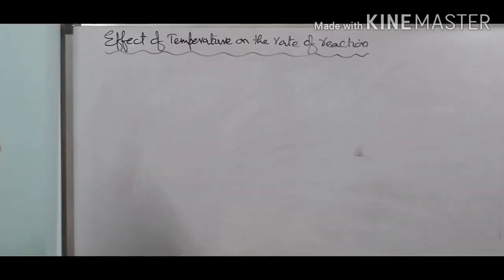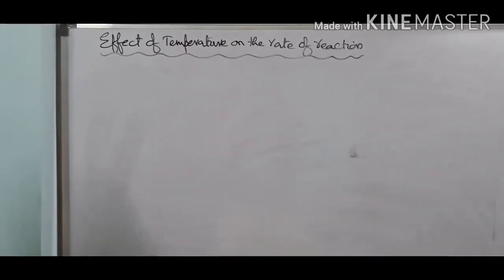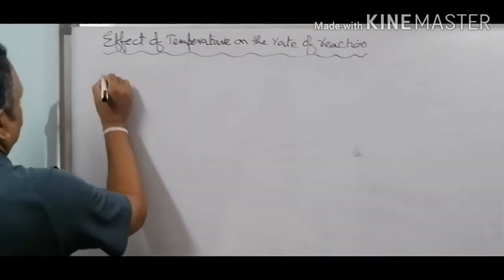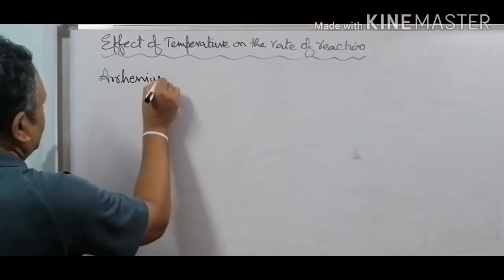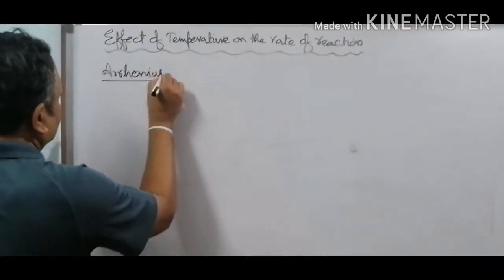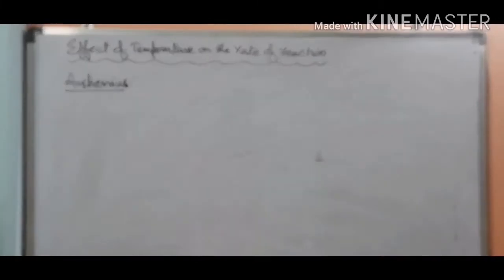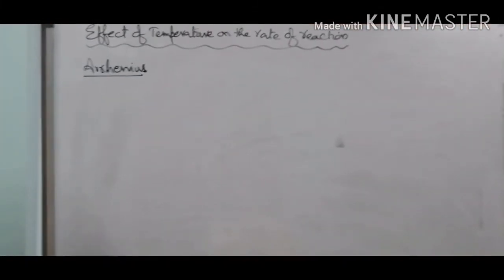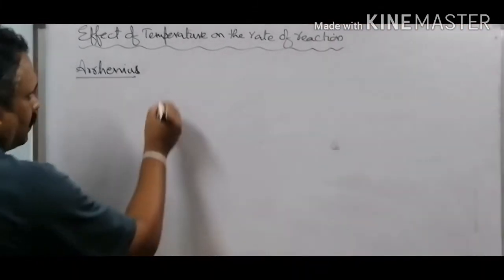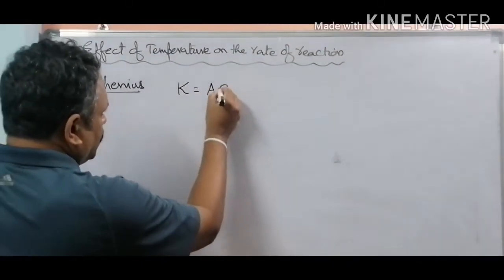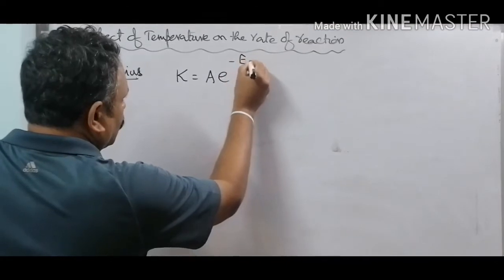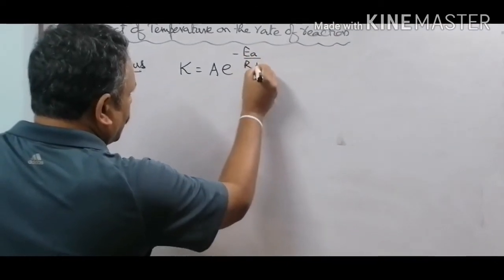By experimental verification, Arrhenius, a scientist, has done many experiments and finally he has given us a mathematical equation relating to the effect of temperature on the rate of a reaction. The expression given by him is k = A e^(-Ea/RT).